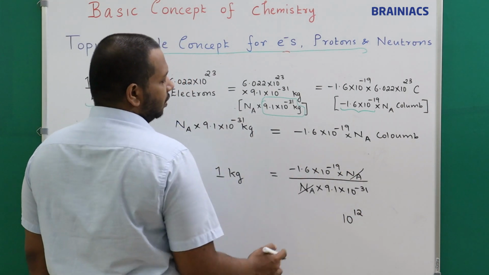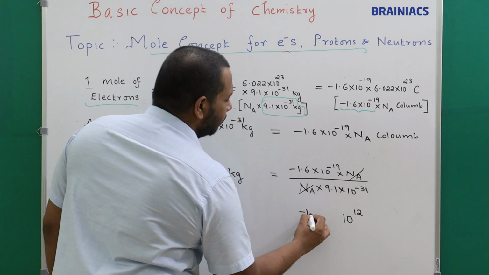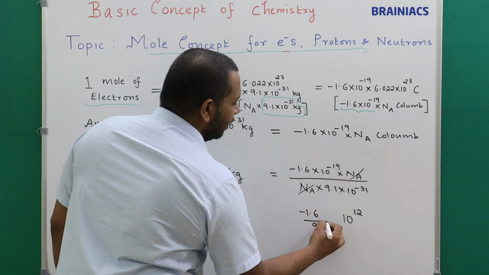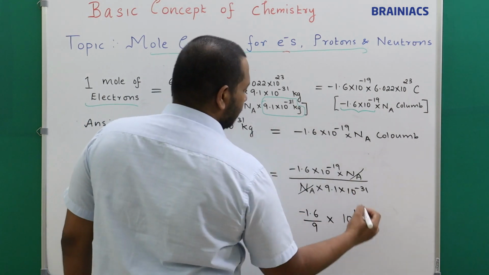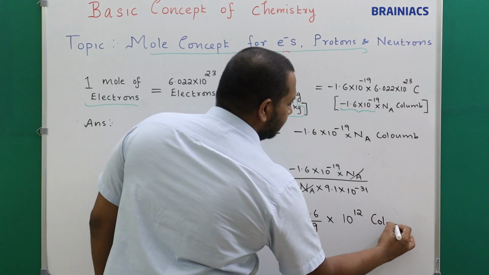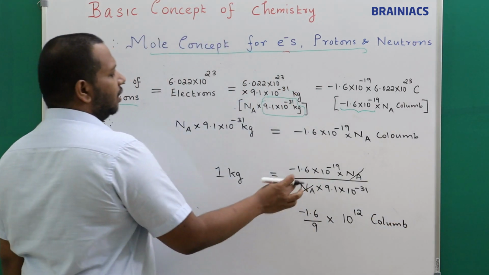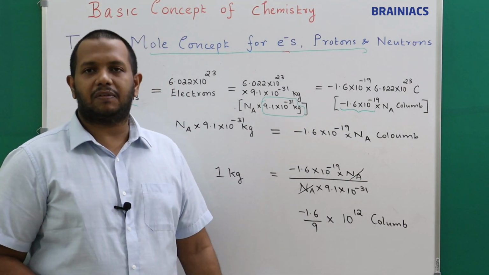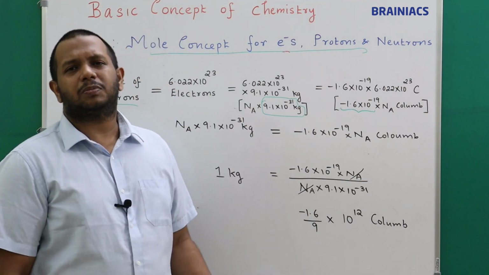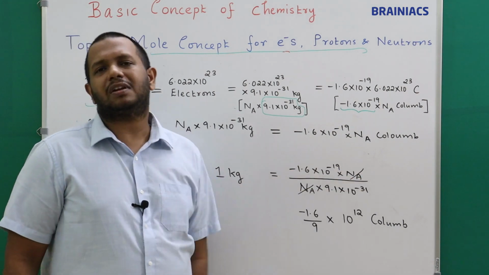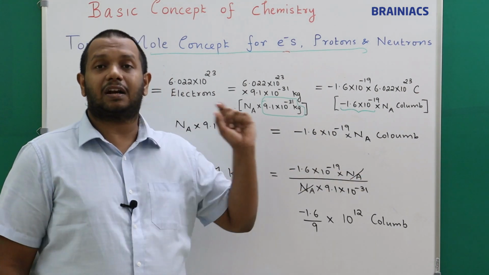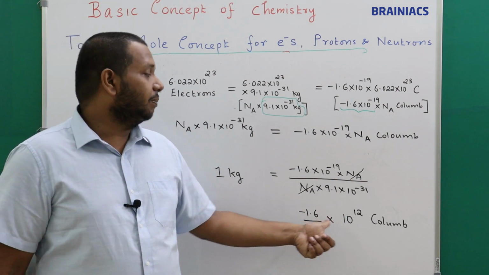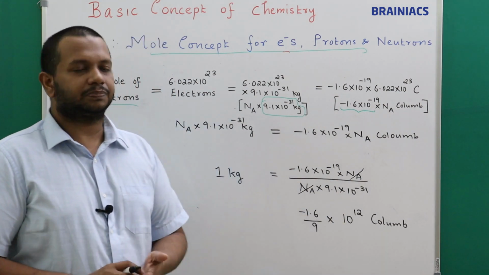Now next is what? Minus 1.6 by 9 into 10 power 12 coulomb. So this might be my answer. Even you can still divide this. You can take 10 here, so 16 by 9 into 10 power 11. So that will be approximately 1 point something into 10 power 11 coulomb. Minus it will be. Always for an electron, the magnitude will be negative if it is charge.